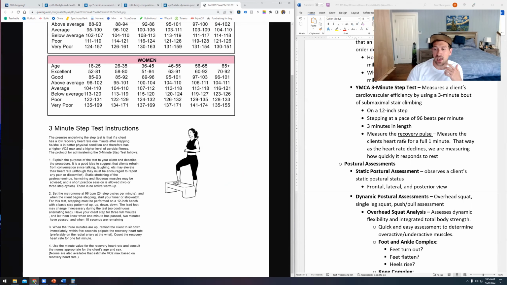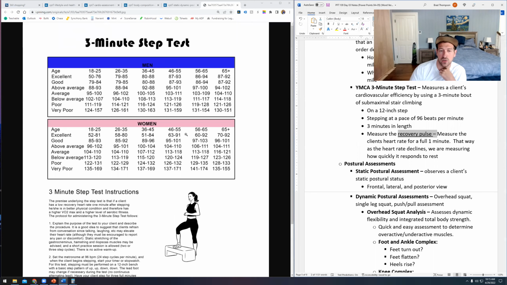And then once I'm done, I count their recovery pulse, which means I have to count their pulse for 1 minute, and their heart rate's going to be like this. Eventually, it'll slow down. The faster it slows down, the lower the number is going to be at the end of 1 minute. So that tells me that they got in really good shape. So if their heart rate recovered to, let's say my 65-year-old female client here, their heart rate recovered to 120, well, that puts them right here below average.